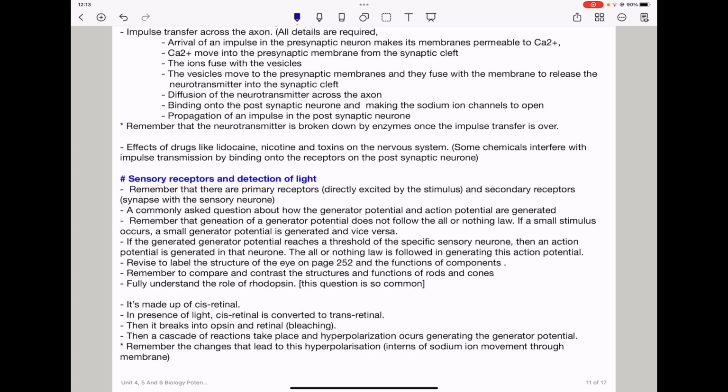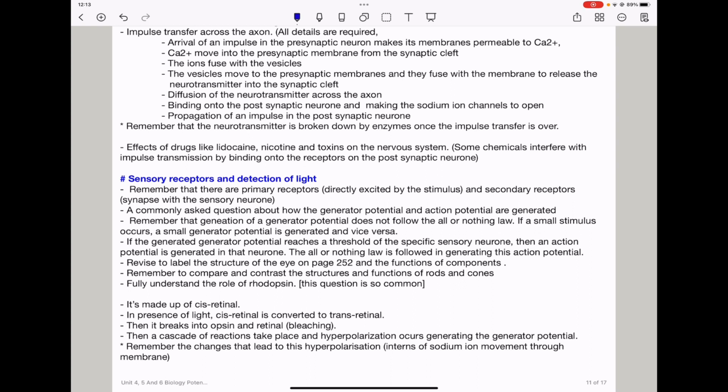The next part, they could ask you about sensory receptors and detection of light. Remember that there are primary receptors, and these are directly excited by the stimulus. We also have secondary receptors that synapse with a sensory neuron. A common question can ask about how the generator potential and action potential are generated. This is very common, and you need to focus on that a lot.